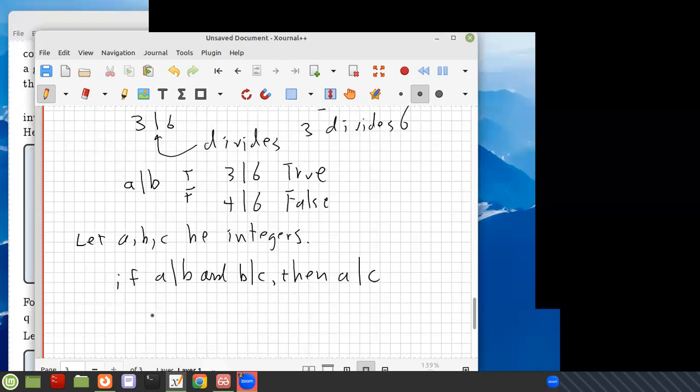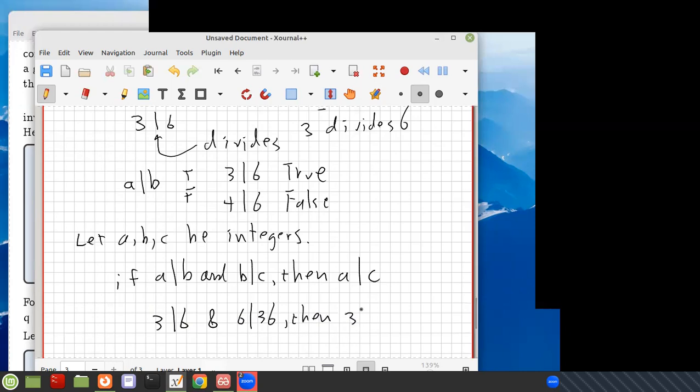For example, what if 3 divides 6 and 6 divides 36? Because I know that 3 times 2 is 6 and 6 times 6 is 36. The claim would then be that 3 divides 36. You can see that that's going to be true from this, but with other numbers it might not be so clearly true. So that's the value of something like this.